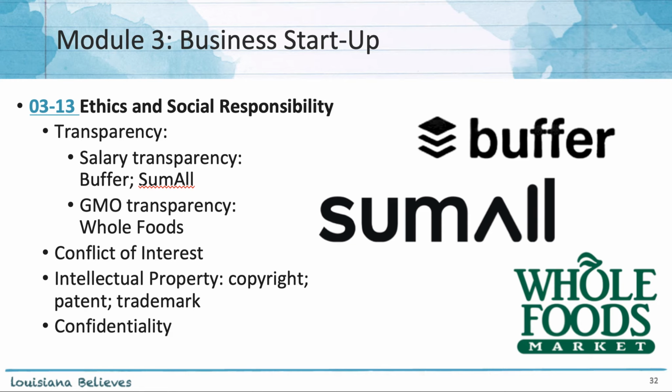So when we're talking about ethics, we're talking about transparency. This could be salary transparency, GMO transparency. We're talking about conflicts of interest and intellectual property. Now this one maybe students are more familiar with but don't understand: copyright, patent and trademarks, and confidentiality.